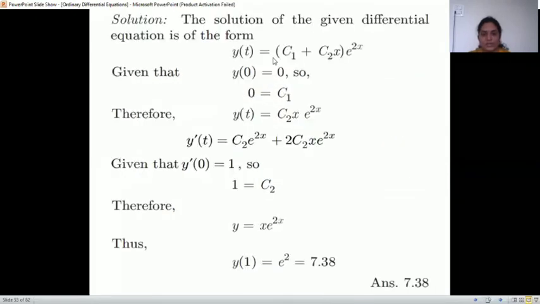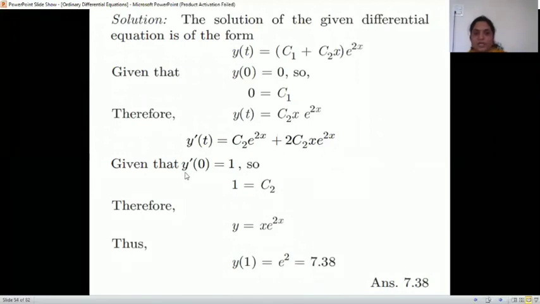So its yc is (C1 plus C2x) into e raised to 2x. But it is given that y of 0 is 0. So after substituting, C1 is 0. So we get y is C2x into e raised to 2x from this, right? So finally we will take the derivative of this term now: C2 e raised to 2x plus 2C2 into x into e raised to 2x.